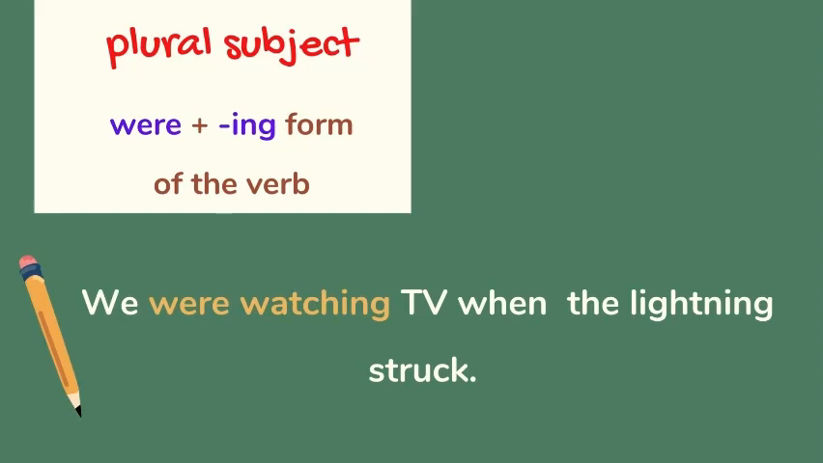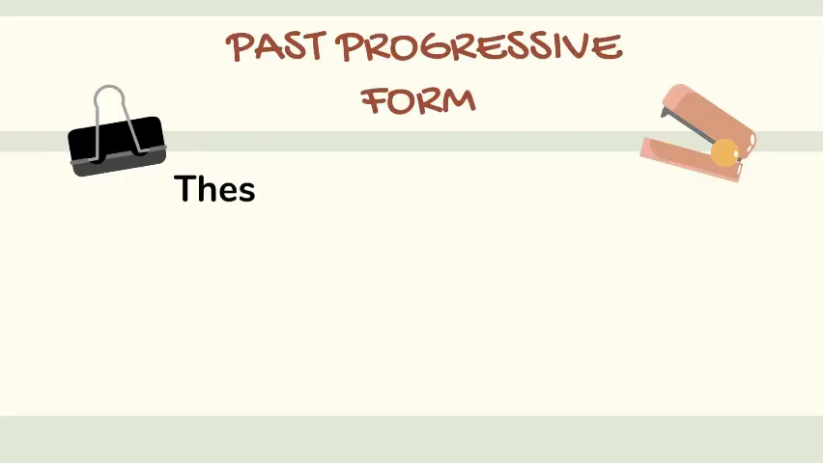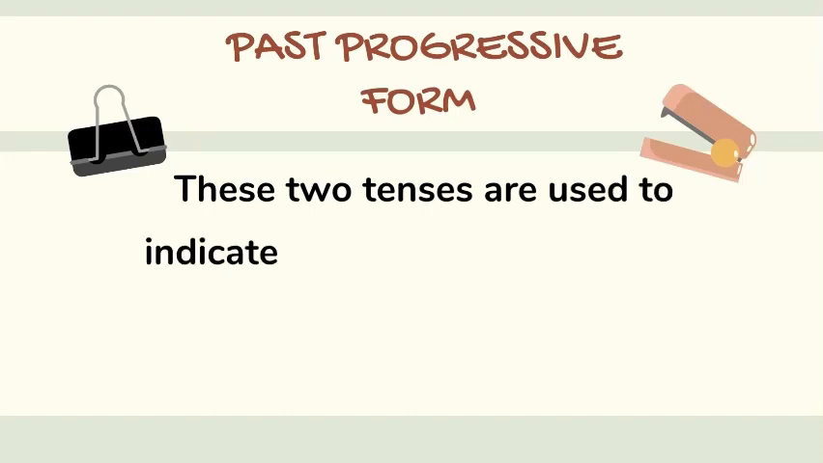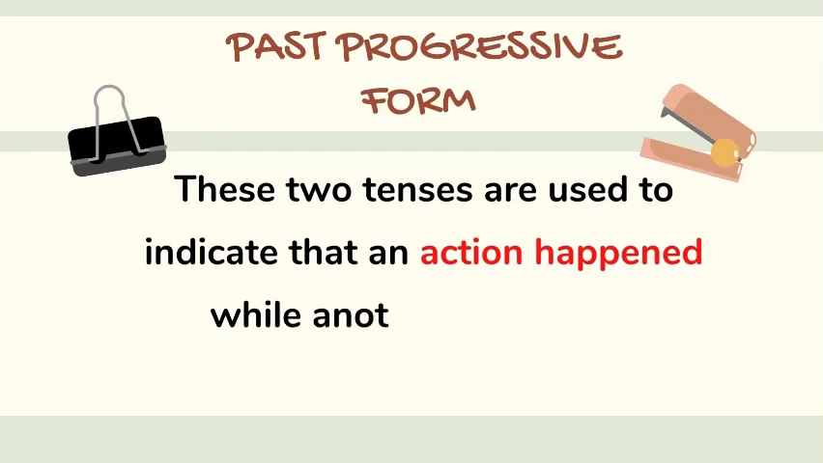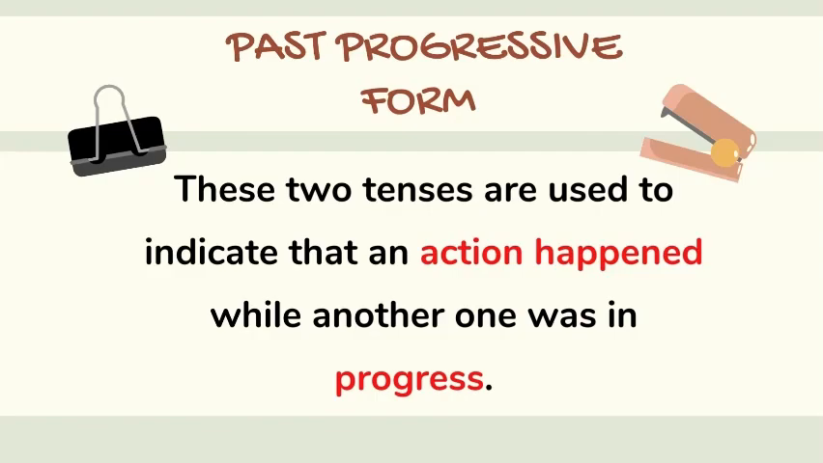So here in our second sentence, the subject is we. We is considered to be a plural subject. So it should be paired with were, and your verb should be in its ing form. So you have there watching. Another thing that you have to remember is that these two tenses are used to indicate that an action happened while another one was in progress.